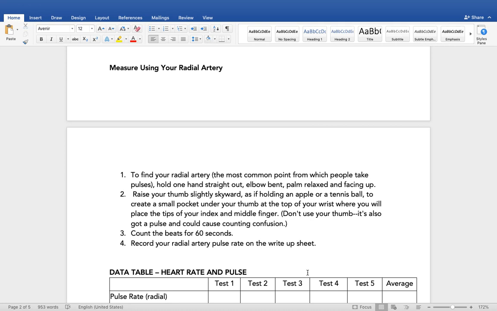Oh, I forgot one important thing. We don't want to use our thumbs for measuring the pulse of either artery, because the thumb has a pulse itself, so this could cause confusion while counting pulses. And again, you're going to count the number of beats at your radial artery for 60 seconds and record your artery pulse rate on the write-up sheet.